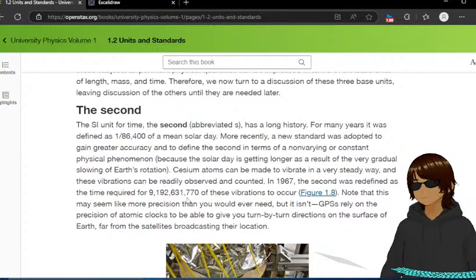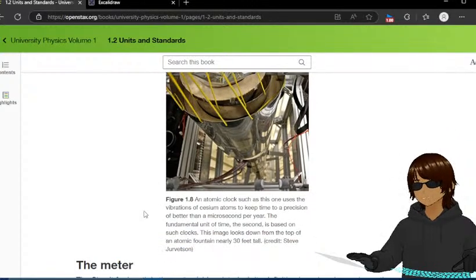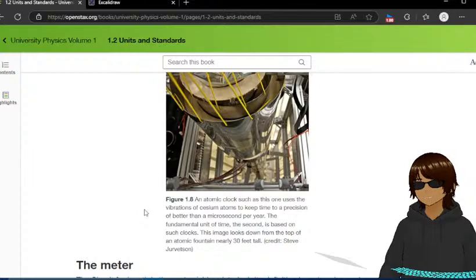Note that this may seem like more precision than you would ever need, but it isn't. GPS relies on the precision of atomic clocks to be able to give you turn-by-turn directions on the surface of Earth, far from the satellites broadcasting their location. An atomic clock, such as this one, uses vibrations of cesium atoms to keep time to a precision better than a microsecond per year. This image looks down from the top of an atomic fountain nearly 30 feet tall. I want meters, not feet.